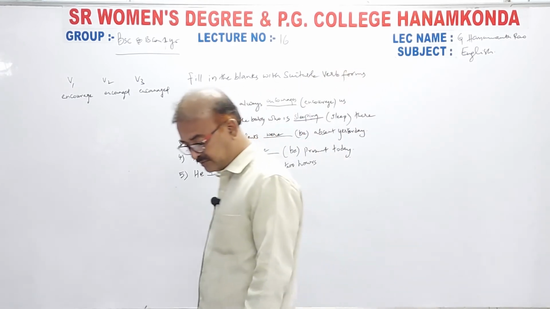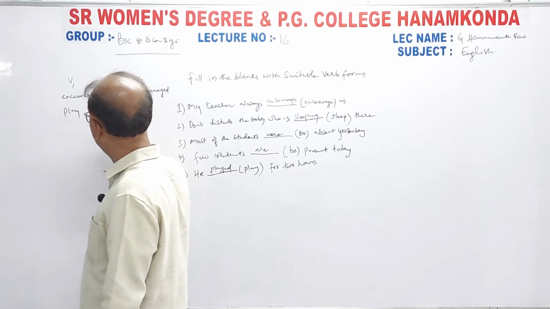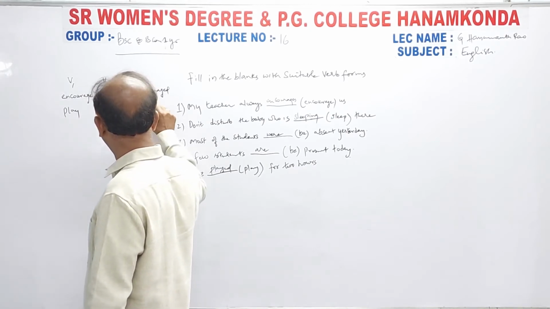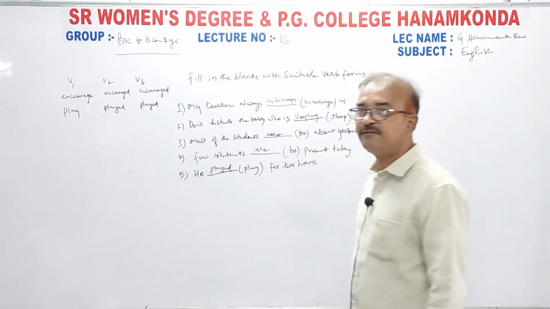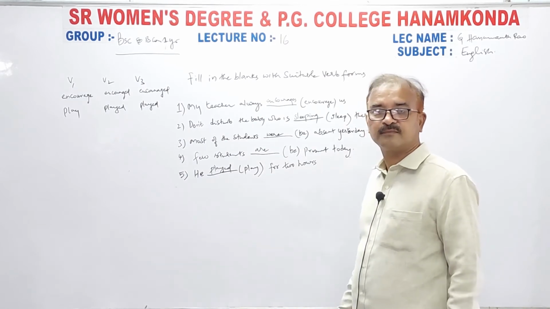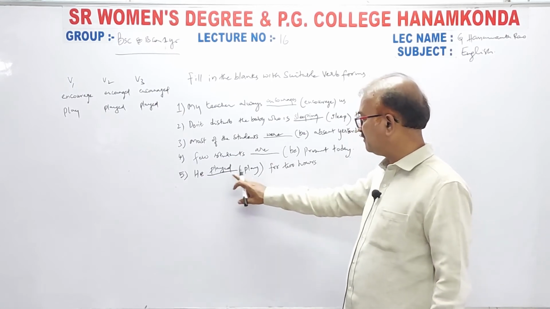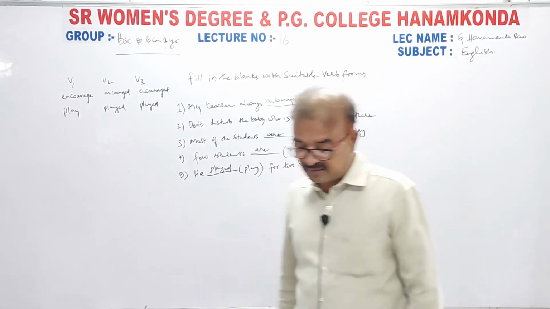For example, check this one. Play, played, played. He played for 2 hours. That means the time he took to complete his play. So that is said as he played for 2 hours. Next one.